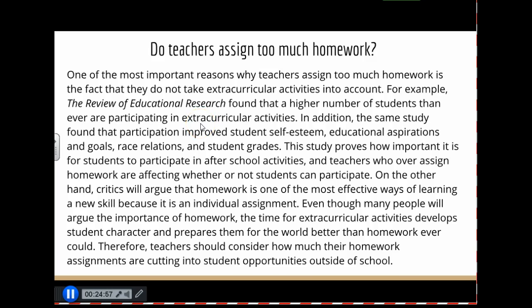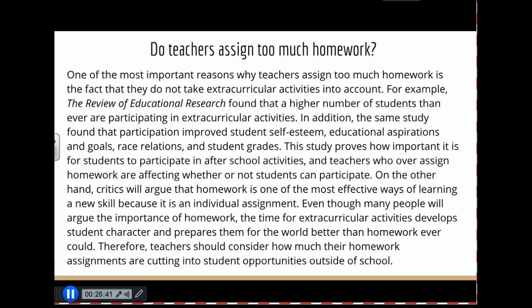So this is an argumentative format, so it's a little different for the juniors. Okay? So the prompt I said was, do teachers assign too much homework? If you kind of want to understand conclusion better, please follow along as I read. One of the most important reasons why teachers assign too much homework is the fact that they did not take extracurricular activities into account. For example, the review of educational research found that a higher number of students than ever are participating in extracurricular activities. In addition, the same study found that participation improves student self-esteem, educational aspirations and goals, race relations, and student grades. This study proves how important it is for students to participate in after-school activities, and teachers who over-assign homework are affecting whether or not students can participate.